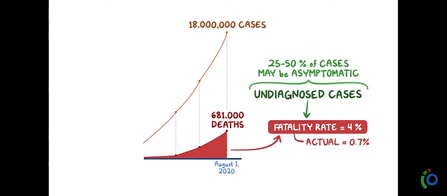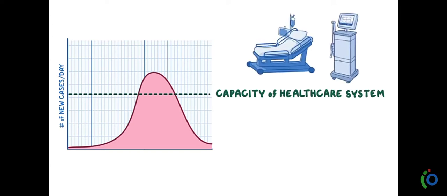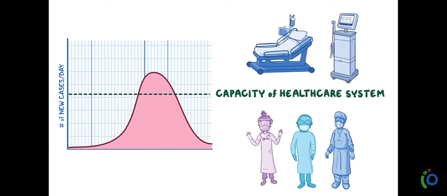the disease. To explore that, let's use an epidemic curve, which shows the number of new cases in a country seen each day. The horizontal line represents the capacity of the healthcare system within that country. Healthcare capacity accounts for things like the number of beds and ventilators, as well as the number of healthcare workers and resources, like personal protective equipment, or PPE, they have available.